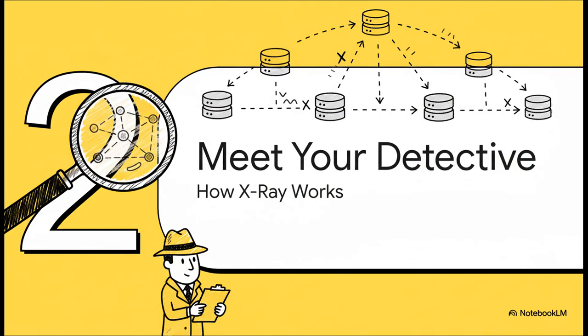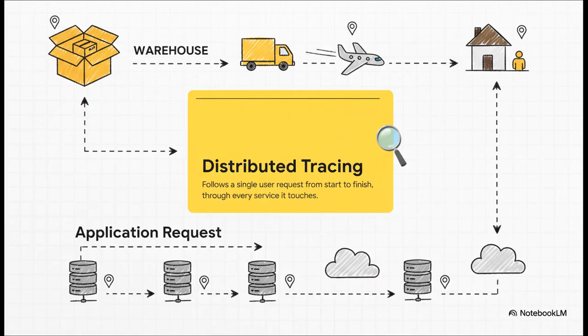Well, X-Ray is an AWS service that traces every single request as it travels through your application, creating this incredibly detailed evidence trail. It shows you the entire journey of a request, from the very beginning to the very end, and it highlights any slowdowns or errors along the way. The core technique X-Ray uses is called distributed tracing.